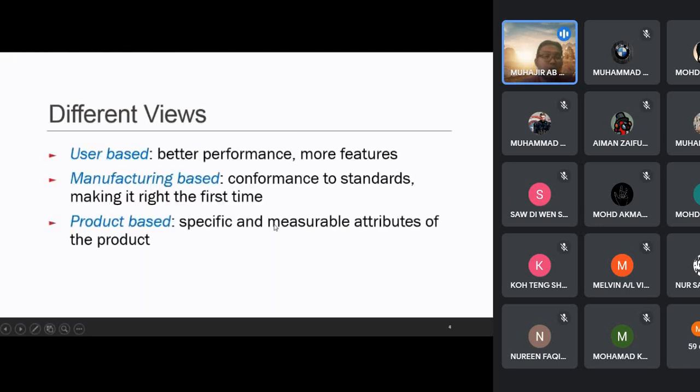So this is what I talk about in terms of the user. We are looking at the performance. But if you ask about quality in terms of manufacturing base, the manufacturer must conform to the standard. I mean, conformance means pematuhan. It must mengikut piawai lah. So you have some spec, specification and dimension. In terms of manufacturing, the quality standard means they follow or conform with the standards.